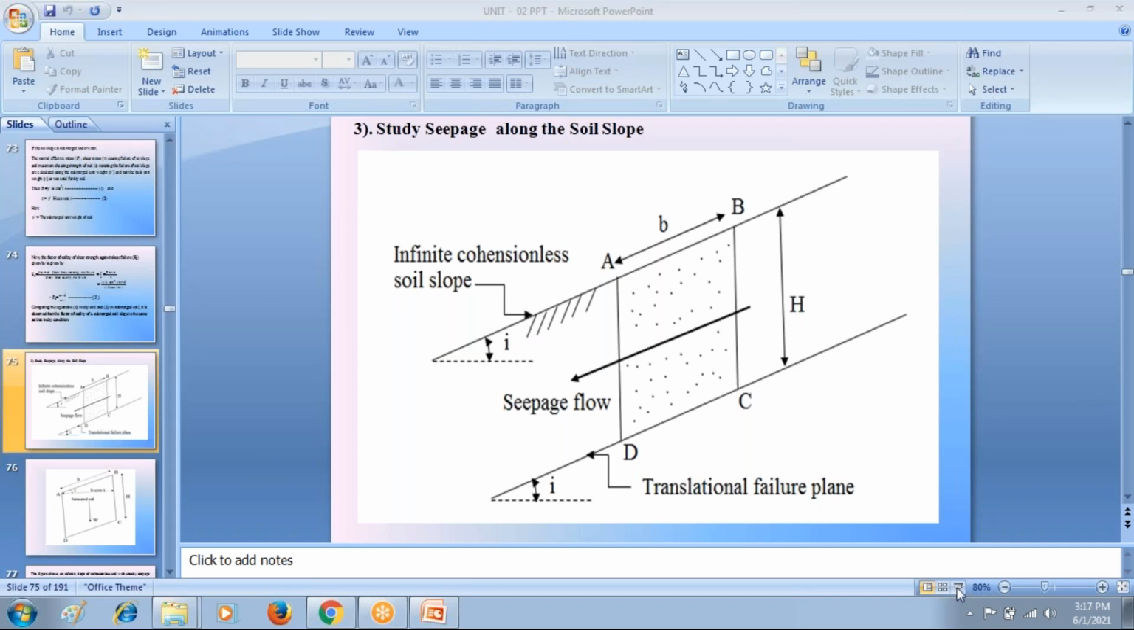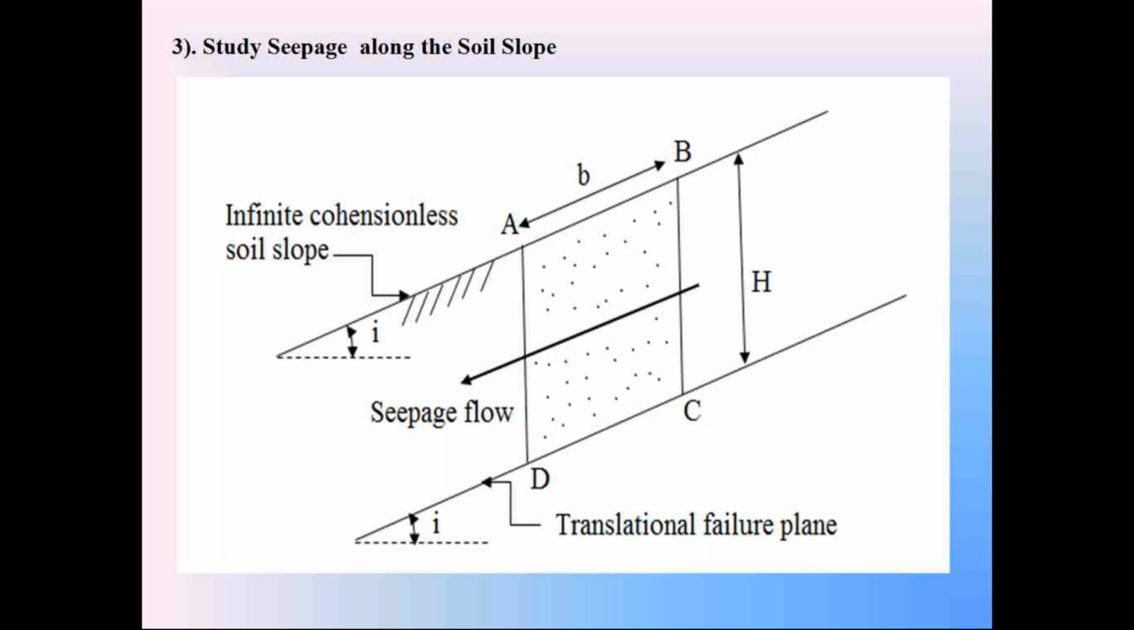Yesterday in class, we discussed the steady seepage flow condition in the infinite cohesionless soil stability analysis. Last class, I explained this steady seepage flow condition in the soil slope. This is an important discussion, because the steady seepage develops the pore water pressure in the soil. That is a very important concept in soils.